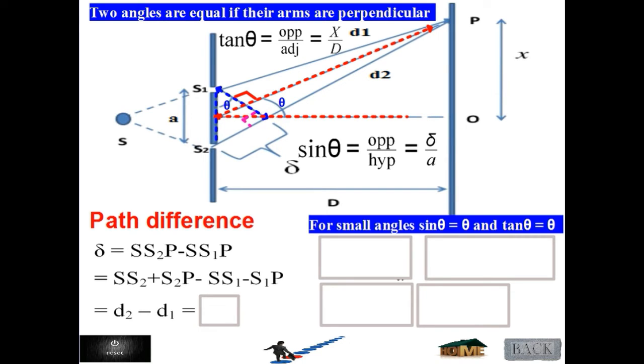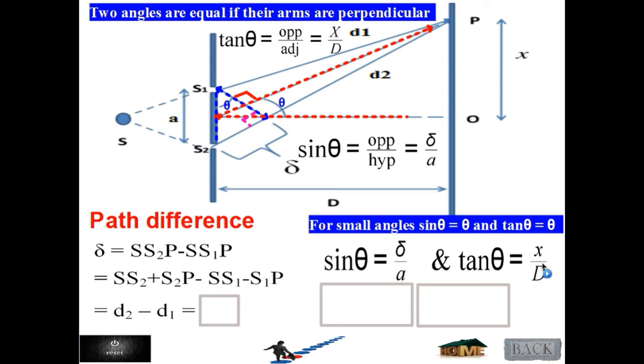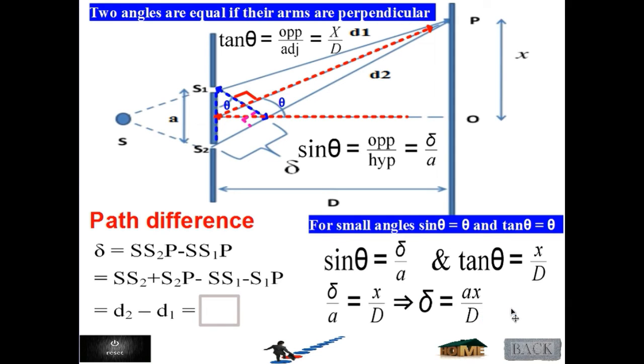For small angles, sine theta equals theta, and tangent theta equals also theta. Sine theta is delta over a, and tangent theta is x over D. I can write now delta over a equals x over D, since sine theta and tangent theta are equal to theta. So delta is equal to ax over D.